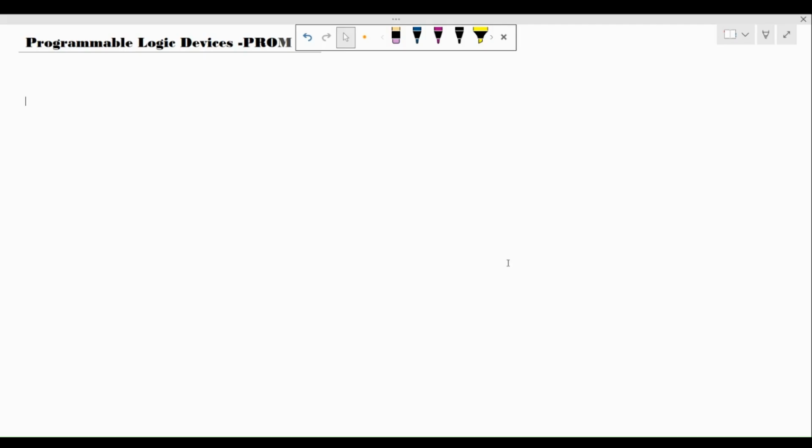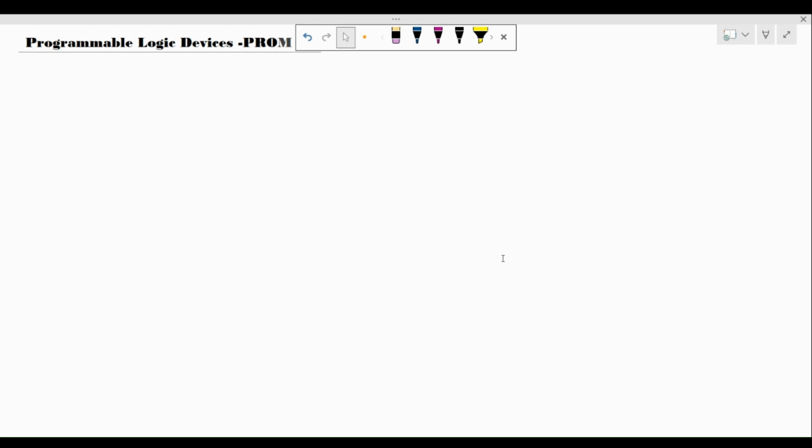In this video, I'm going to discuss programmable logic devices and tell you the different types of PLDs that are available, the advantages of using PLDs, and we are going to specifically look at how we can use the PROM. PROM stands for Programmable Read-Only Memory. With that brief, let's dive into the video.